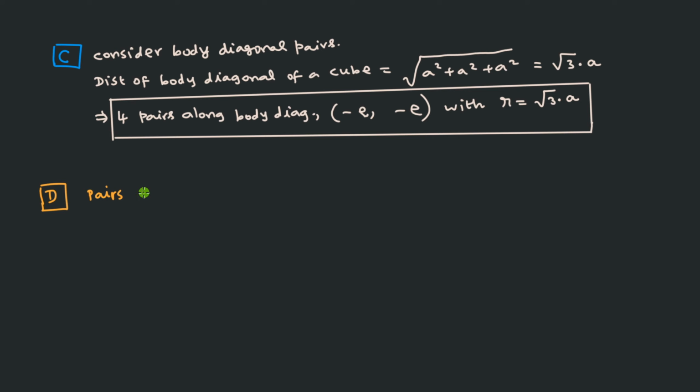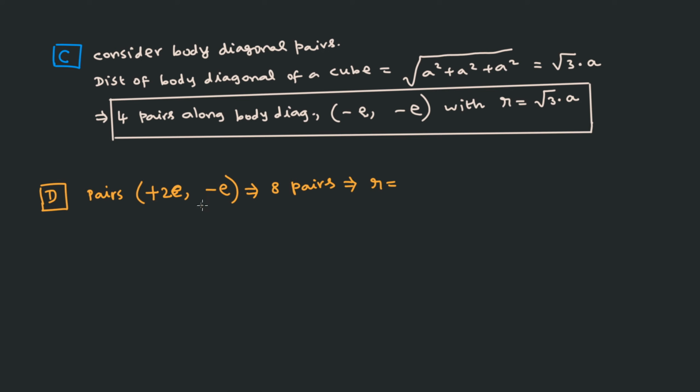We have the pairs formed by plus 2e comma minus e. This pair is possible. How many are possible? You have to see, 8 pairs are possible. Okay. For these 8 pairs, what will be the distance between the two charges? Which distance between which charge?